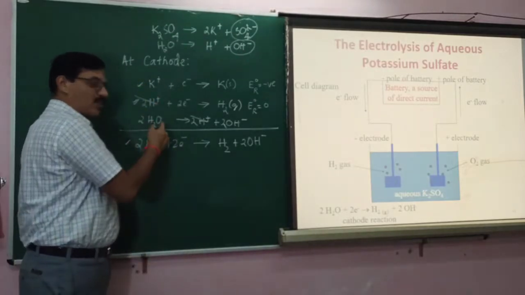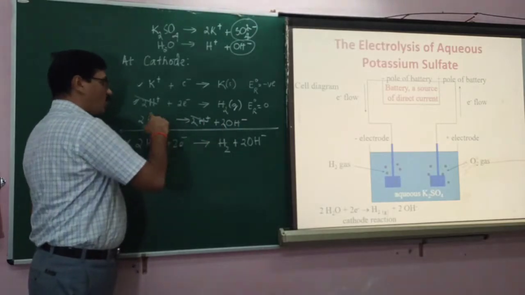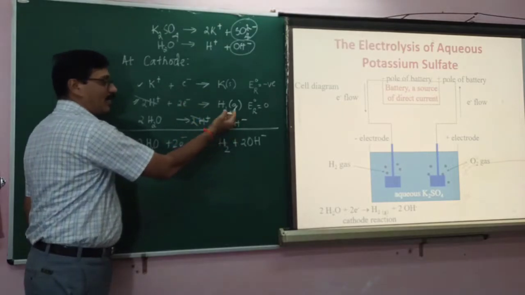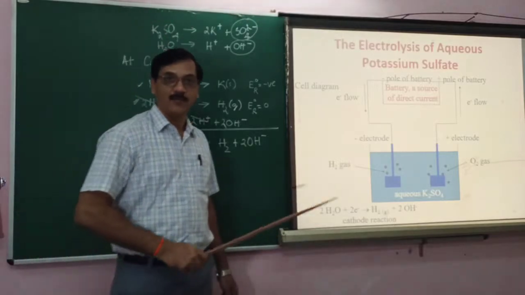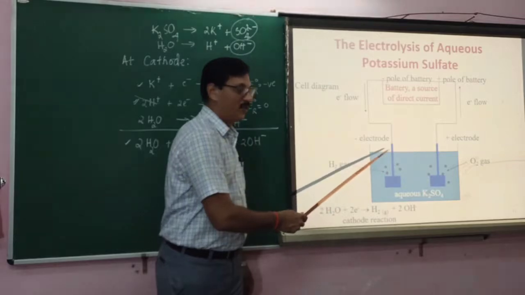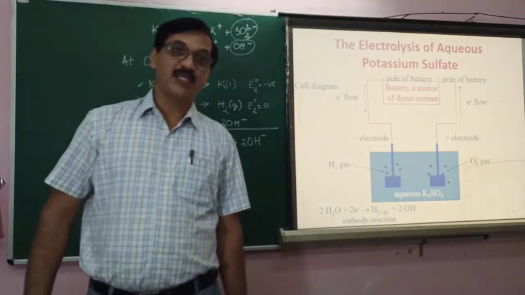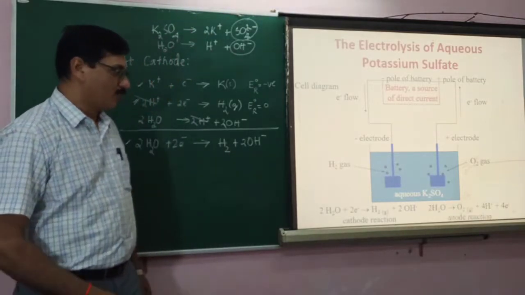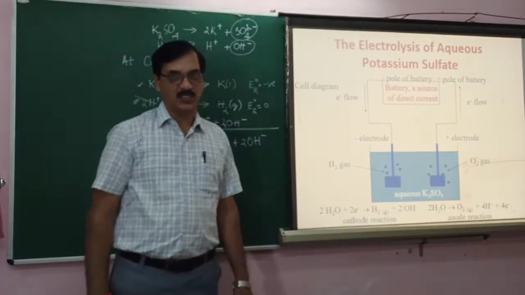So it is because of the combination of these two. H2O gives H plus and OH minus ion. From H2O, when H plus is consumed, then H2 and OH minus ion will remain. This is also seen experimentally: near the cathode, if you check the pH value of the solution, it is basic because of the formation of OH minus ion. Now, when H2O undergoes oxidation, then O2 is formed.